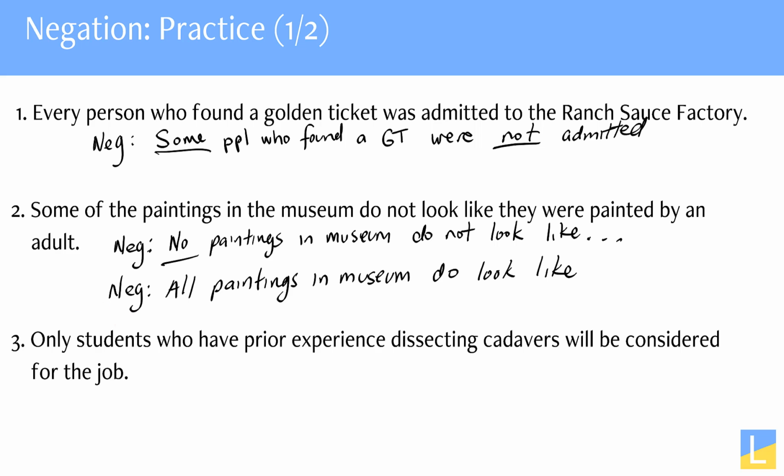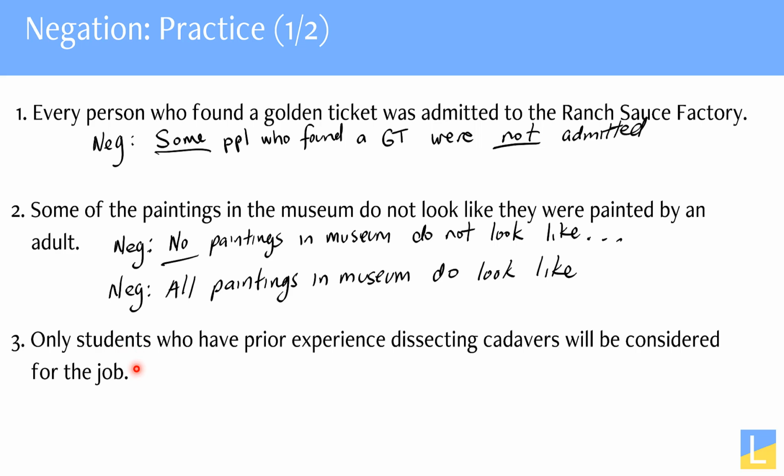Number 3 says, only students who have prior experience dissecting cadavers will be considered for the job. So what this means is the only kind of people out there who will be considered for the job must have prior experience dissecting cadavers. If we're saying this is not true, one way to do it is to say, not only these students will be considered for the job. Or in other words, there will be other students besides these who will also be considered for the job.